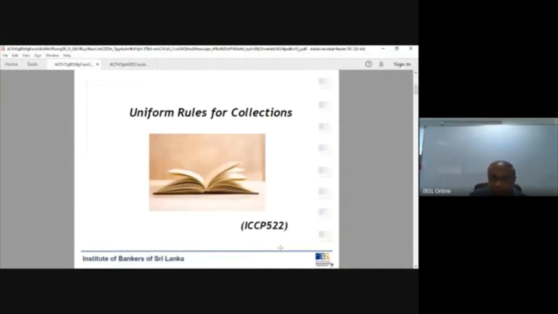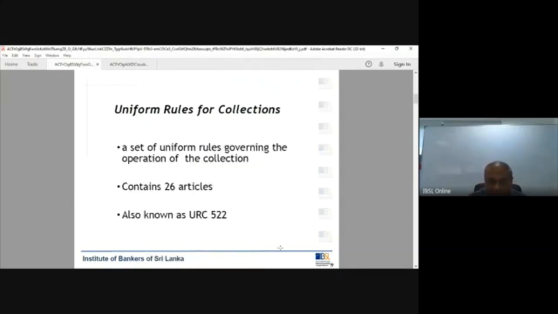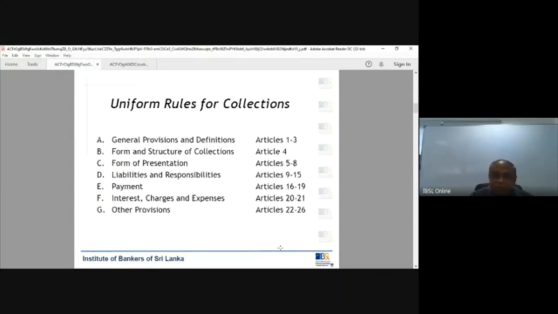Uniform Rules for Collection is for collection operations, right? It is a set of uniform rules governing the operations of collection. It contains 26 articles, also known as URC 522. You can subcategorize under general provisions and definitions, form and structure of collections, form of presentation. Unlike in UCP 600, make a very pivotal thing.